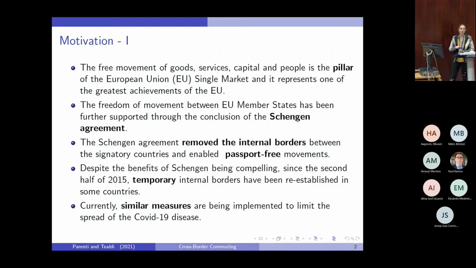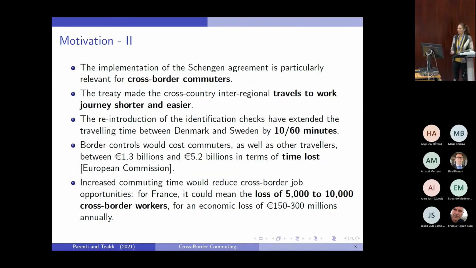The implementation of the Schengen Agreement is, of course, particularly relevant for cross-border commuters. The reason is that the treaty made the cross-country inter-regional journey to work shorter and easier. Previous studies found different estimates, for example, that the introduction of checks between Denmark and Sweden increased the waiting time at the frontier by 10 to 60 minutes. And border controls, of course, cost commuters as well as other travelers, but it's particularly relevant for border commuters, for workers, and this also implies an economic loss.